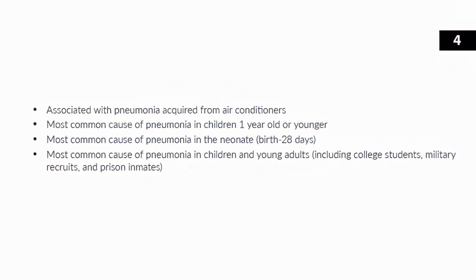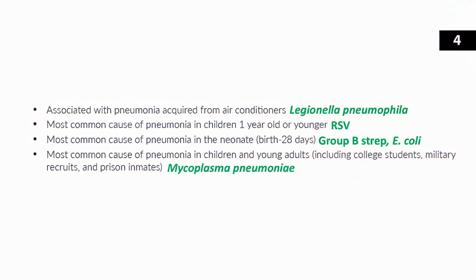Associated with pneumonia acquired from air conditioners, that's going to be Legionella pneumophila. Most common cause of pneumonia in children 1 year old or younger, that's going to be RSV, respiratory syncytial virus. Next, we have in neonates. So this is going to be one of two things. You got to think about group B strep or E. coli, both very common causes of pneumonia in this age group. Next, we have most common cause of pneumonia in children and young adults. That's going to be Mycoplasma pneumoniae again.